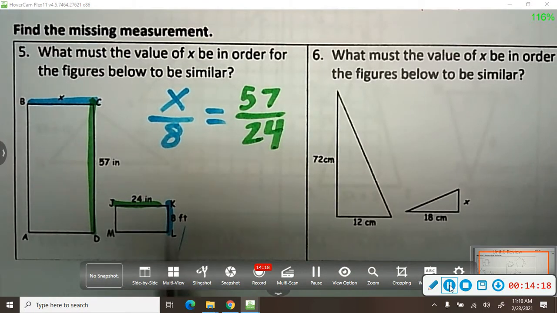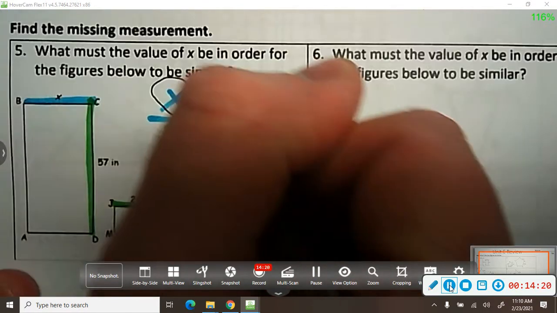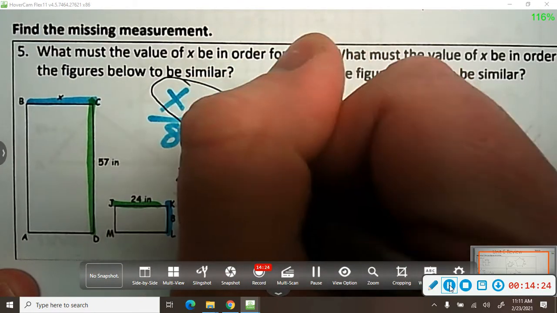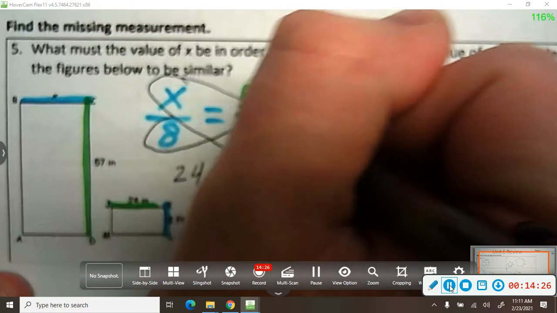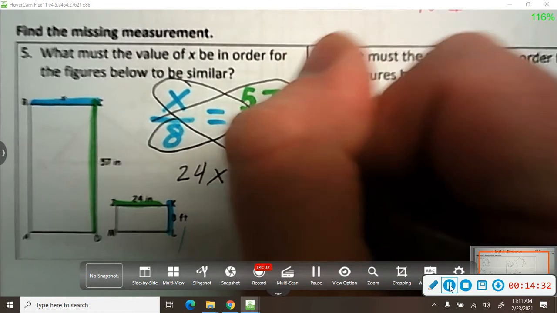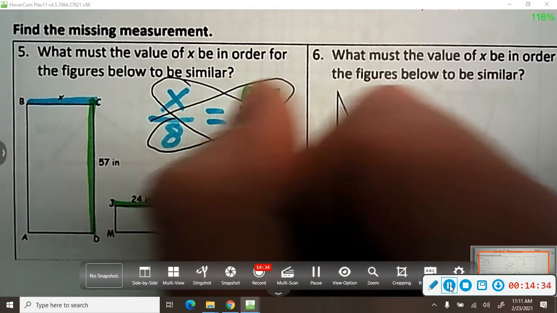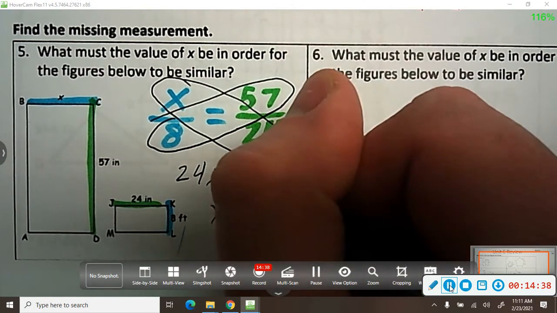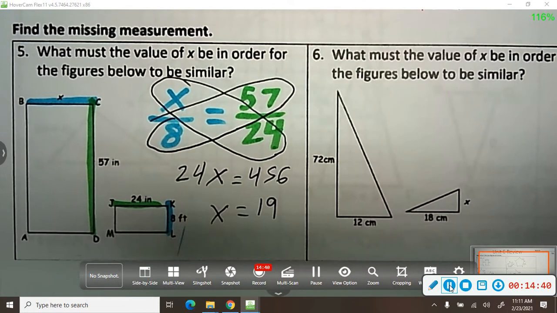I cross multiply. 24x and then 8 times 57, 456. Divide 456 by 24 and I get 19. So x must be 19.